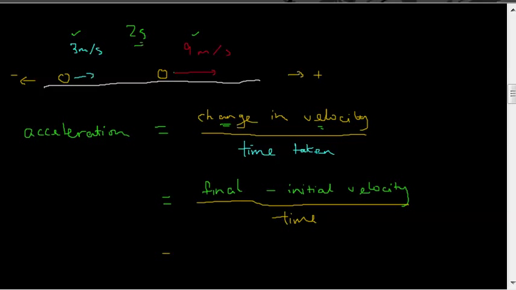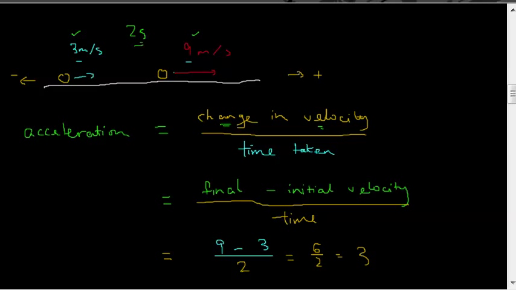Now this gives us something quite clear and specific. We are not going to make the mistake of taking 3 minus 9. We have to take 9 minus 3 because 9 is the final velocity. So we take 9 minus the initial 3 meters per second, divided by the time taken, which is 2 seconds. So 9 minus 3 is 6, over 2, and 6 over 2 is 3. That's our answer.